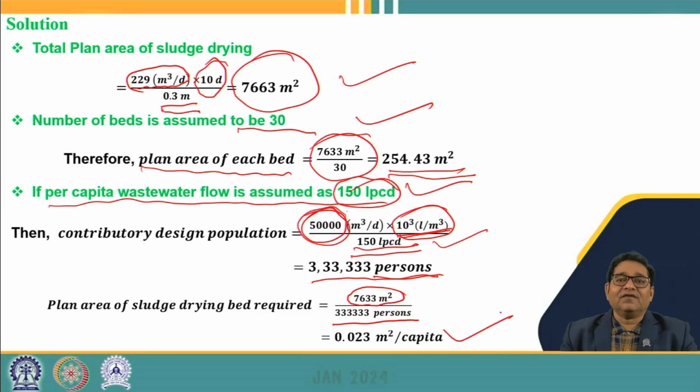Now if we divide this total area with this total population, we can find out the per capita area, that comes around 0.023 meter square. So here we can see that the area for this digested type of sludge is very less compared to the per capita area requirement for the sludge drying bed for other types of undigested or mixed type of sludge. So this is how we can do the design of the sludge drying bed.